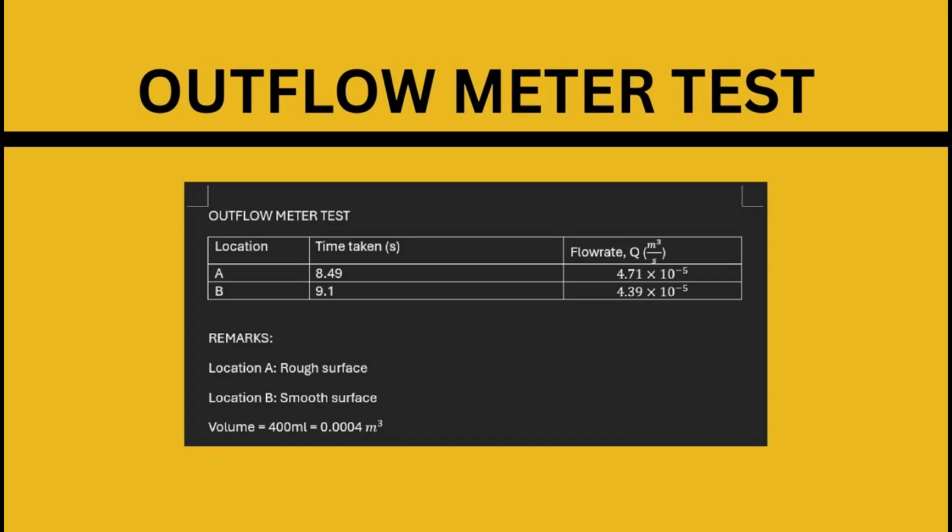We perform the outflow meter test to observe how quickly water drains through the surface texture. We used a standard water volume of 400 ml. Consistent with our sand patch results, location A, the rougher surface, allowed water to flow out in just 8.49 seconds, with a flow rate of 4.71 × 10⁻⁵ m³/s. Location B, being smoother, was slightly slower, taking 9.1 seconds with a flow rate of 4.39 × 10⁻⁵ m³/s. This confirms that surface roughness directly improves water drainage.